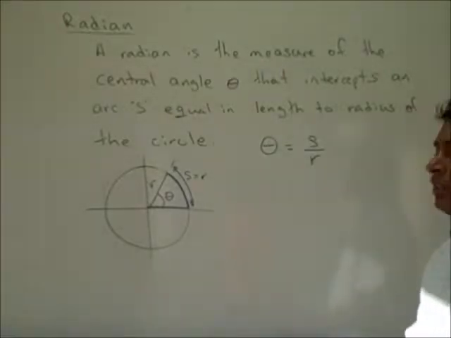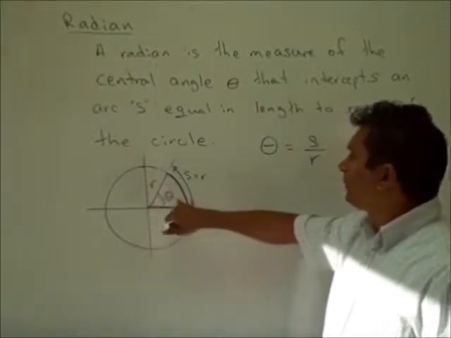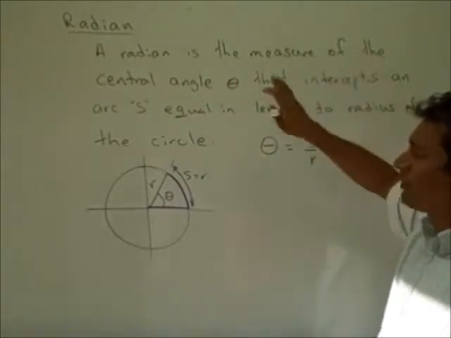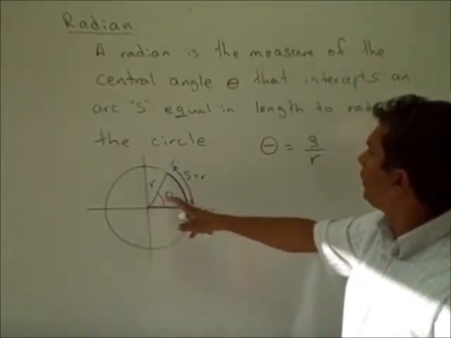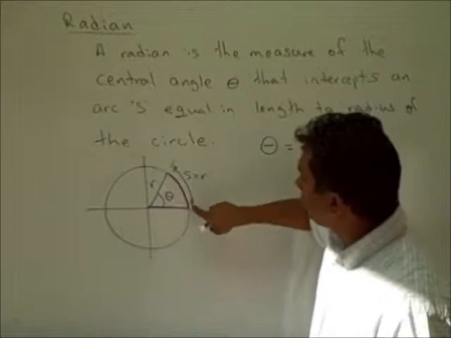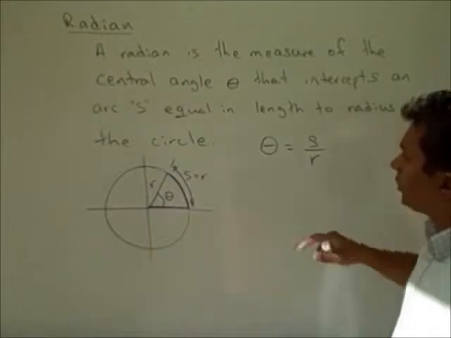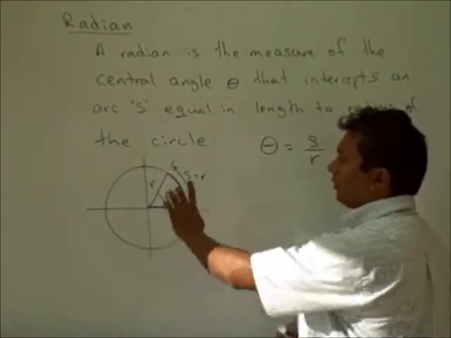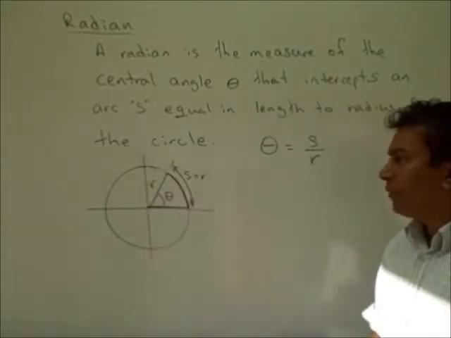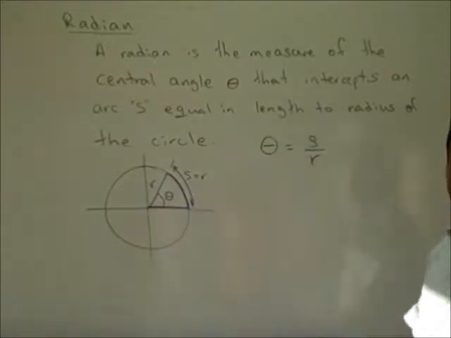There are actually two different ways of measuring our angle between our initial and terminal sides. One method is by using a radian. A radian is defined as a measure of the central angle, here theta, that intercepts an arc S equal in length to the radius of the circle. So here this is our radius and this is our arc. So 1 radian is when S is equal to R. So theta is equal to S over R, where theta here is measured in radians.